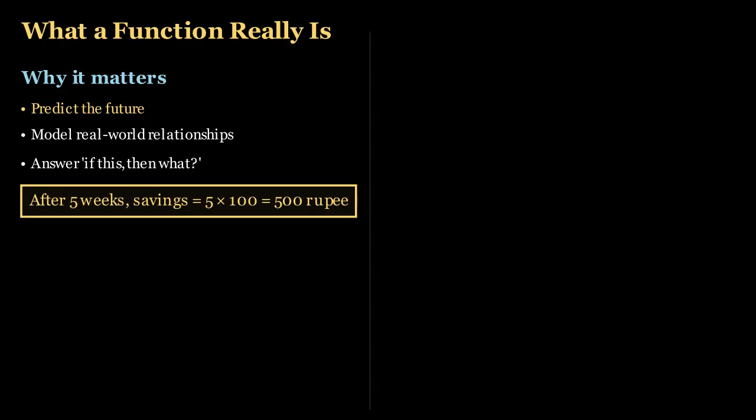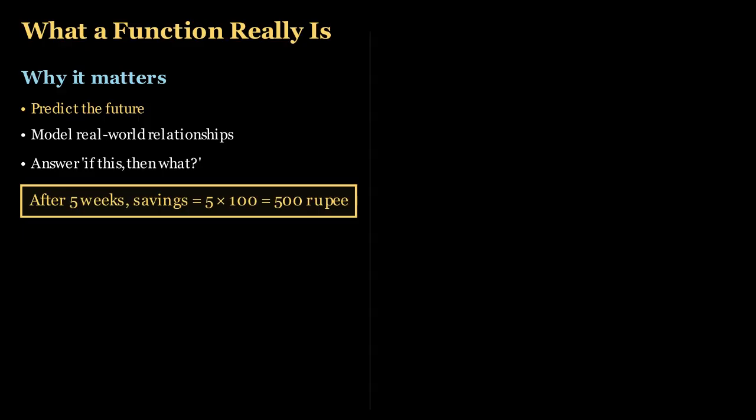We give our function a name, often just a letter like f. We write the input as x. The rule is what happens to x. We write it as f of x. For example, f of x equals x plus 2.